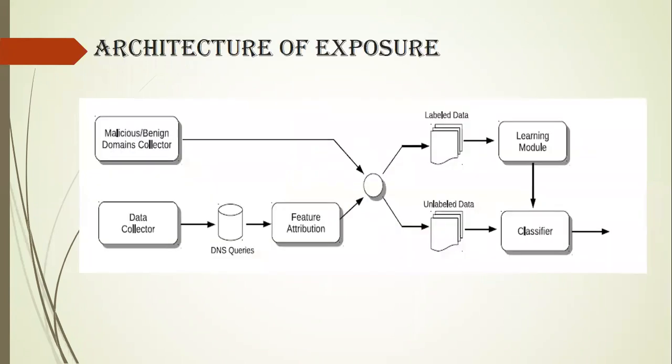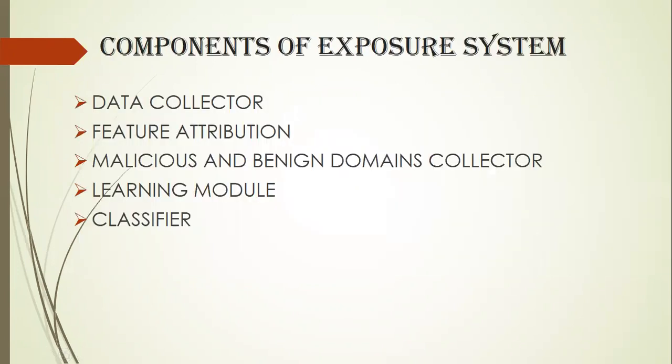So let us see the architecture. This is the architecture they introduced. In this architecture there are 5 components. The first one is the data collector, then feature attribution, malicious and benign domain collector, learning module, and classifier. Let us see what exactly these components do.